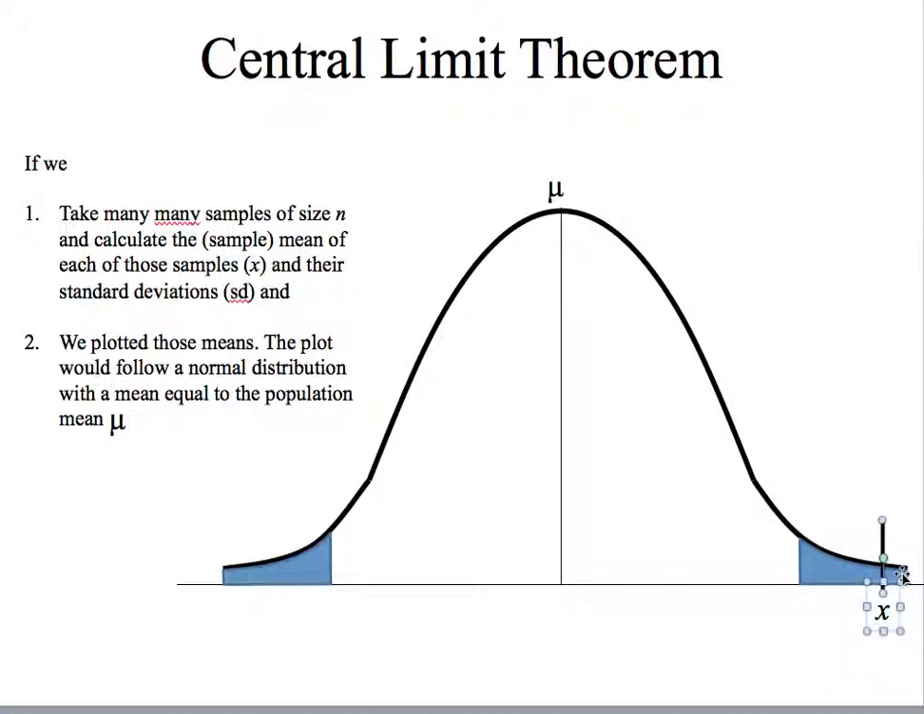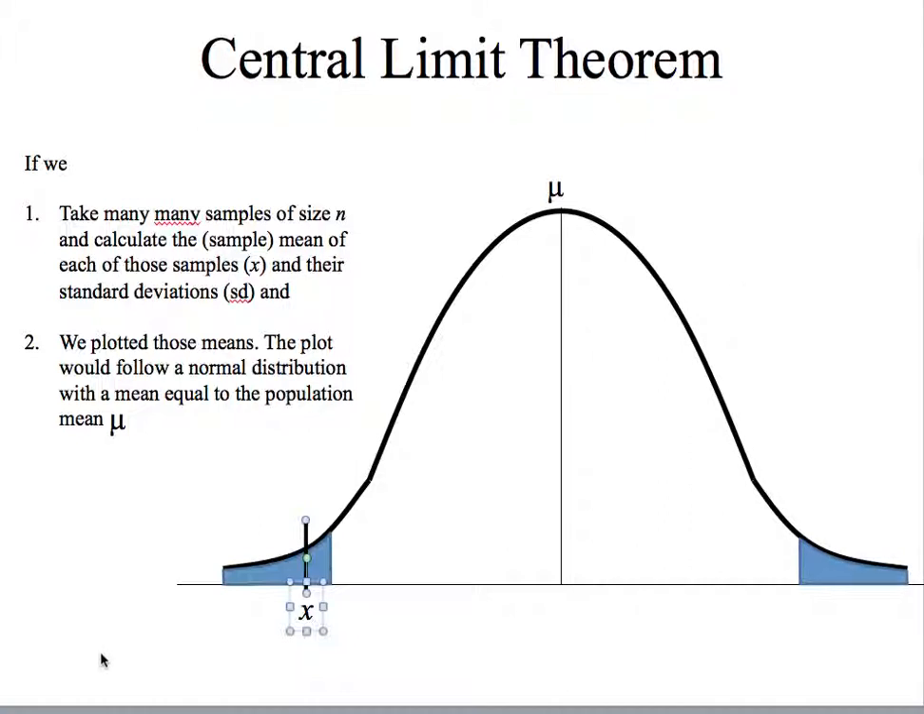Not many of them, and this is a density curve, will fall very far away. Right? This is what a normal distribution looks like. Not many of them will fall way above the population mean. And not many sample means are going to fall way below the population mean. Now we can use this to calculate confidence intervals.